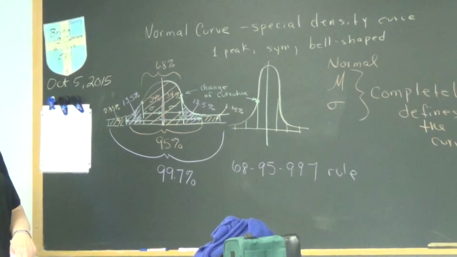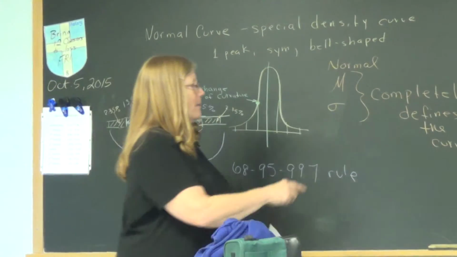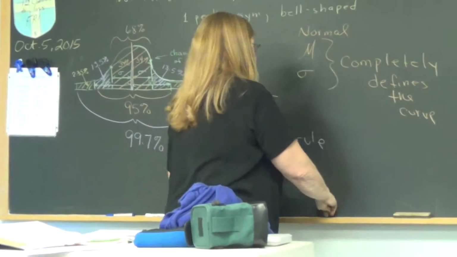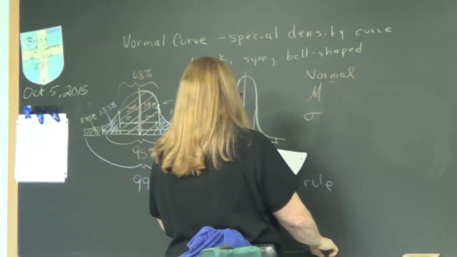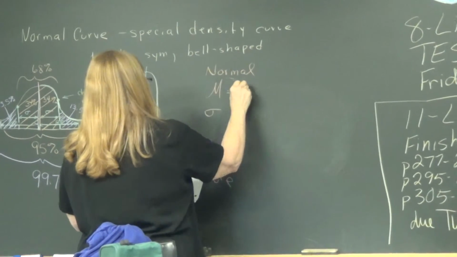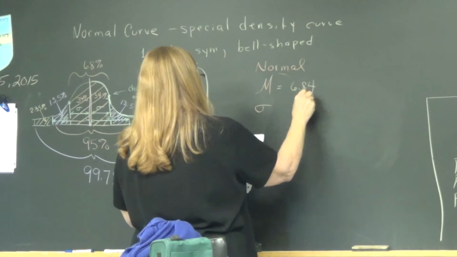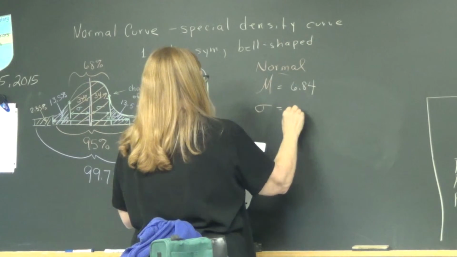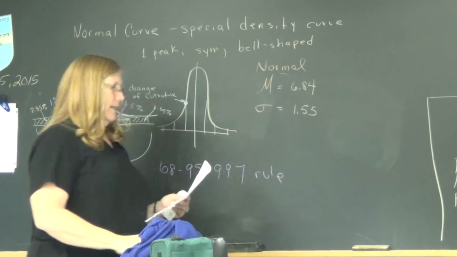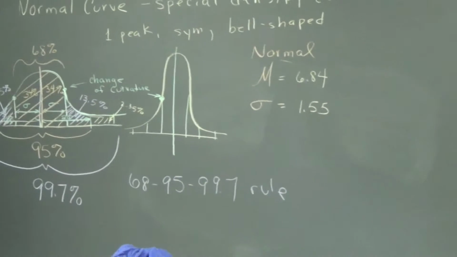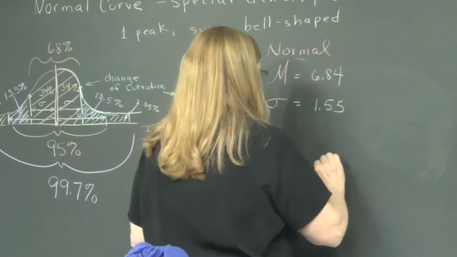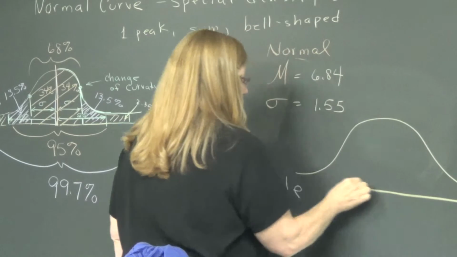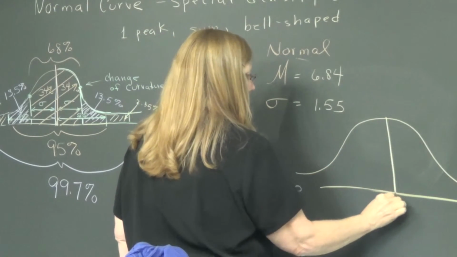So if I was going to draw a normal curve, and remember I told you it was completely defined by the mean and standard deviation. Say the mean is given as 6.84 and the standard deviation is 1.55. Your book will say draw that normal curve and label it. So you need to know what they're asking. That's always the hard part, right? So you would draw a bell-shaped curve. You would put in the mean as 6.84.